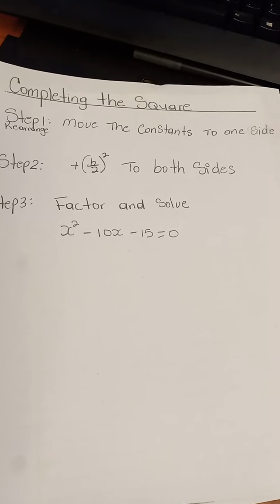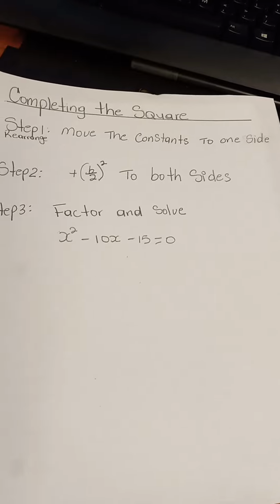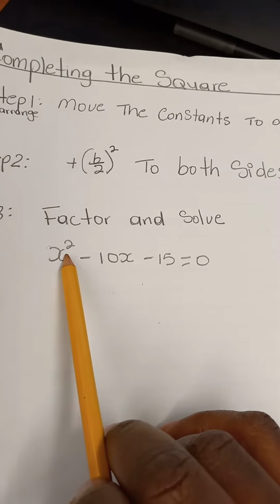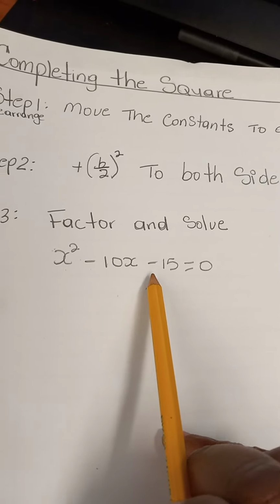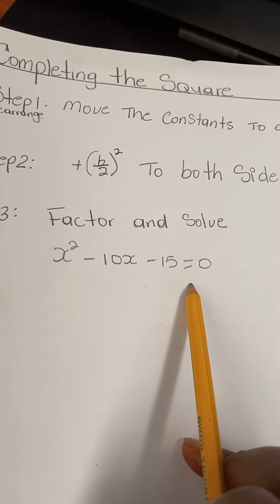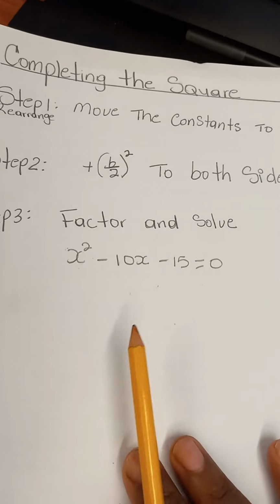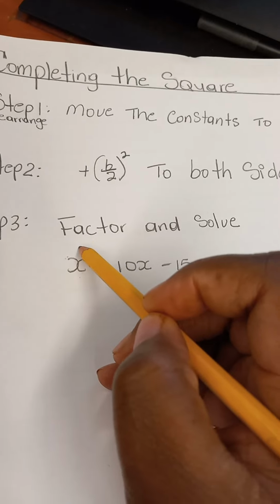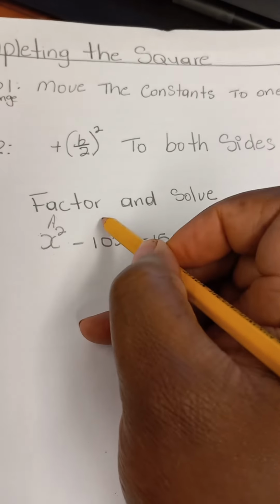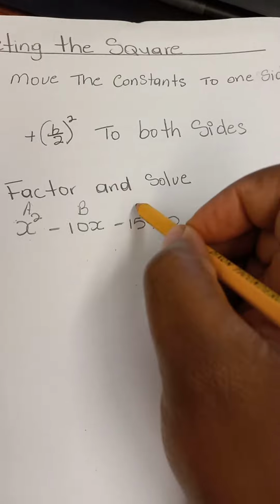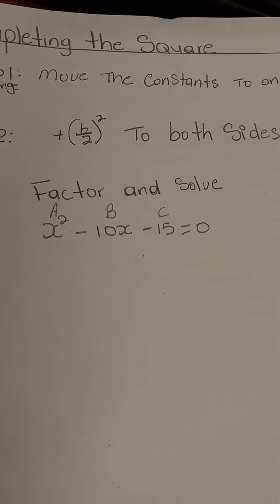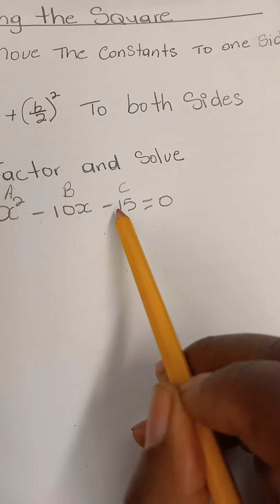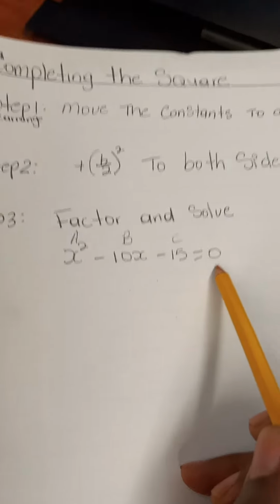So we're going to start with step 1, move the constant to one side. What does that mean? Here we go. We have x squared minus 10x minus 15 is equal to 0. This is a quadratic equation. In a quadratic equation, you know that your x squared is your a, your x your b, and your constant your c. And I'm going to label it like that. So let's look at it. X squared minus 10x minus 15 is equal to 0.